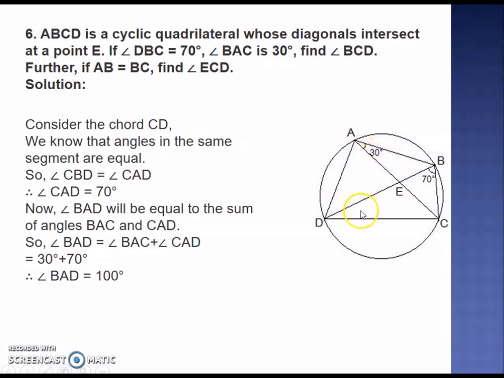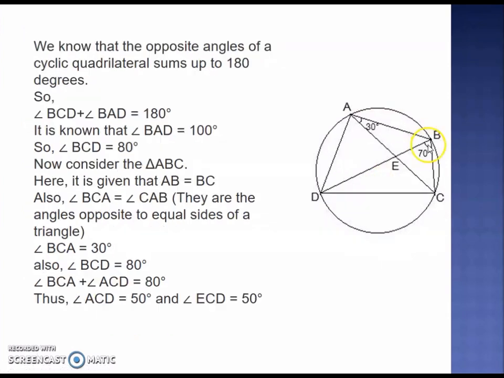So angle D, this angle, is also 30 degrees. That is, angle BDC is also 30 degrees. This is 70. So their sum is 100. So this BCD should be 80 degrees because you can use the angle sum property and find out this angle. So that is the first part.